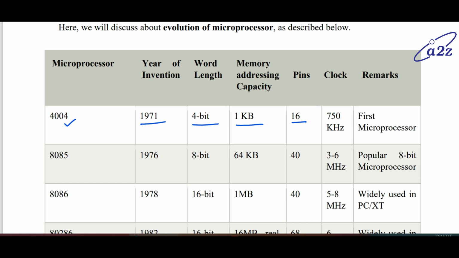This table doesn't contain every microprocessor, but this table contains the most popular or main processors that were developed by Intel.